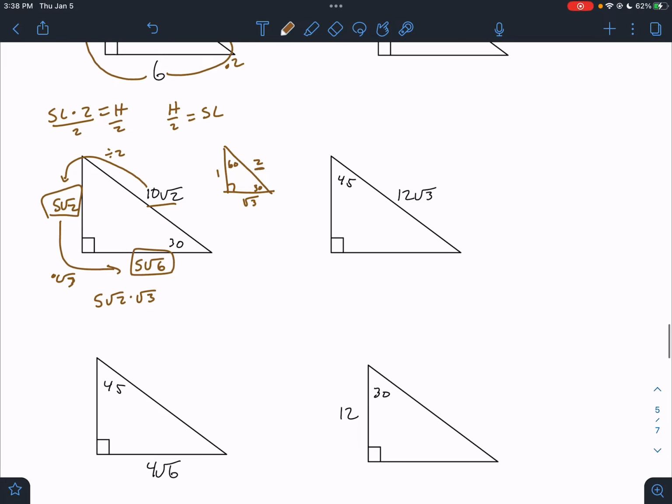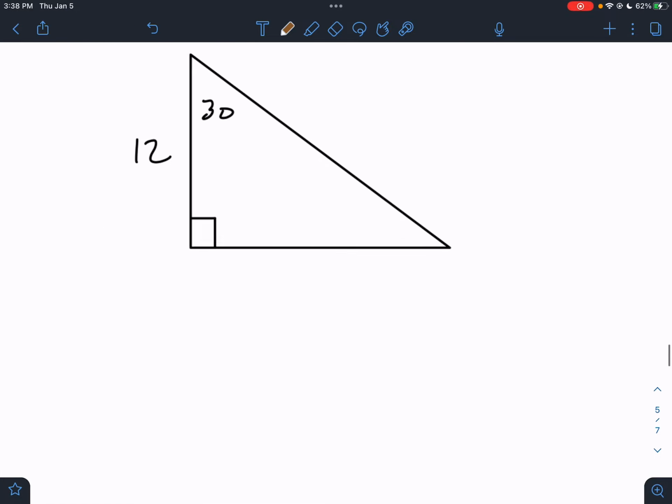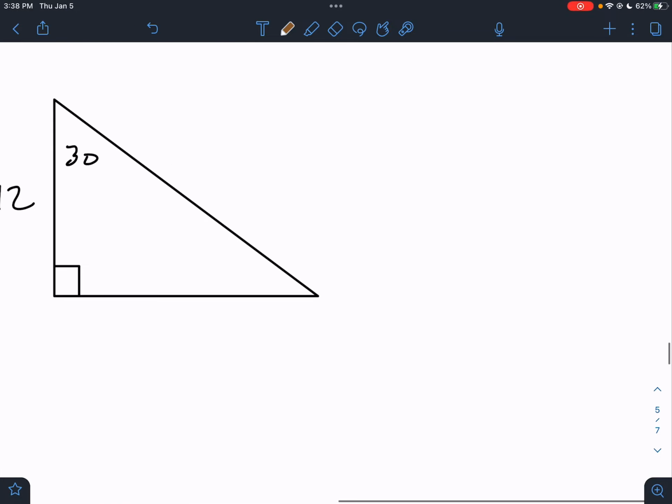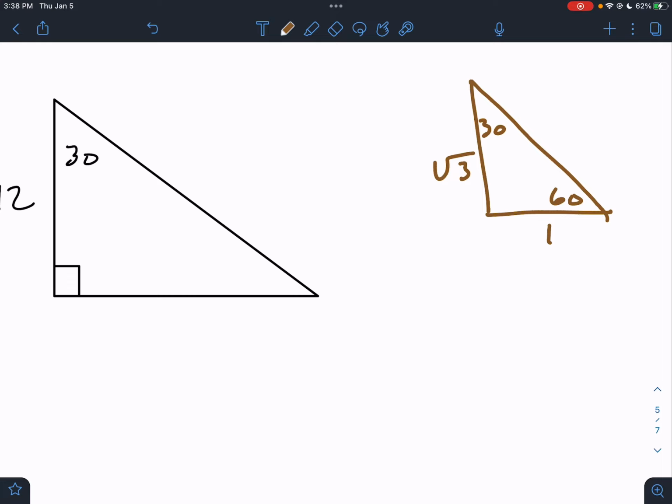All right, there's one more situation. We saved the best for last. This is a toughie. Well, at least the 30 is back where it belongs up top. Yeah. 30 is up top. That means that the 1 is at the bottom. This is 60 degrees, so this would be the square root of 3, and the hypotenuse would be my 2.